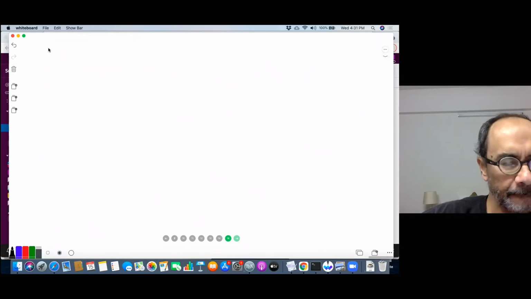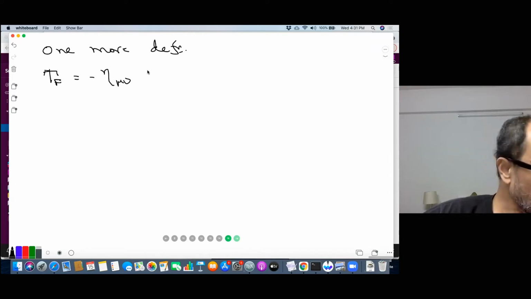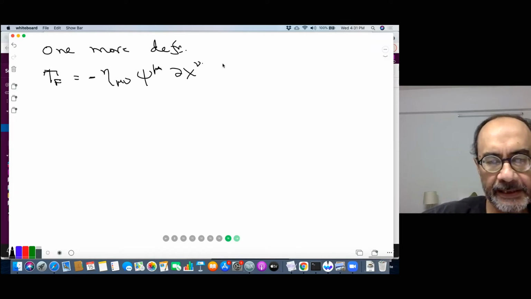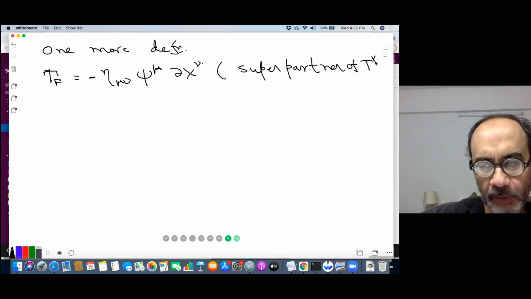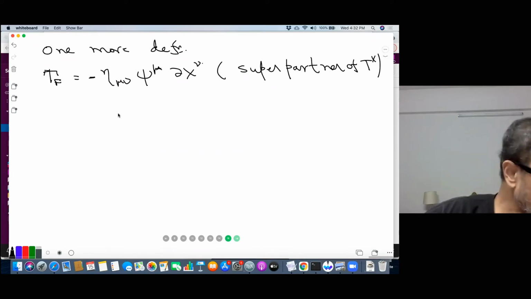Okay, so one more definition. We'll define TF, only in the matter sector, as minus eta mu nu psi mu del x nu. The significance of this is that this is the super partner of Tx. If you make a supersymmetric transformation of Tx, you get TF. And similarly, TF bar.